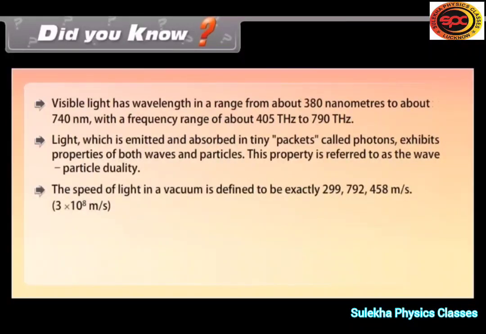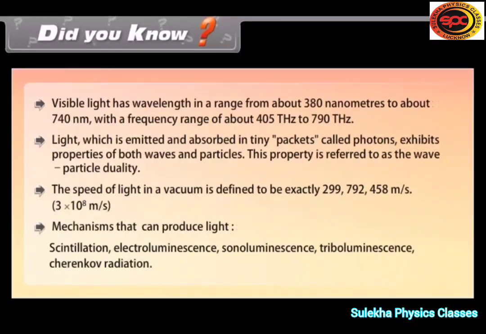The speed of light in a vacuum is defined to be exactly 299,792,458 meters per second, that is approximately 3 into 10 raised to the power 8 meters per second. Mechanisms that can produce light: scintillation, electroluminescence, sonoluminescence, triboluminescence, Cherenkov radiation.